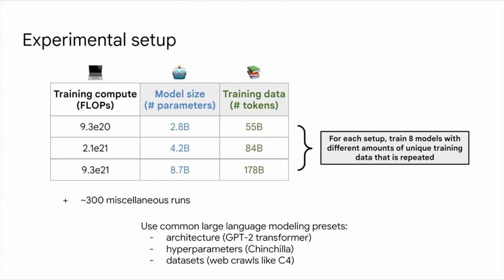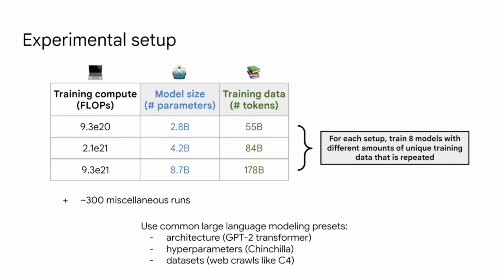And for each of those setups, we train 8 models with different amounts of unique data that is repeated. So for the first one, with 2.8 billion parameters and 55 billion tokens, we have one model where the entire 55 billion tokens are unique, and then another model where half of that is unique and it's repeated twice. So 28 billion tokens are unique and we repeat them twice, and then a third is unique, repeated 3 times, and so on.